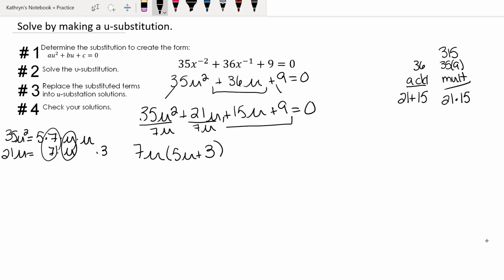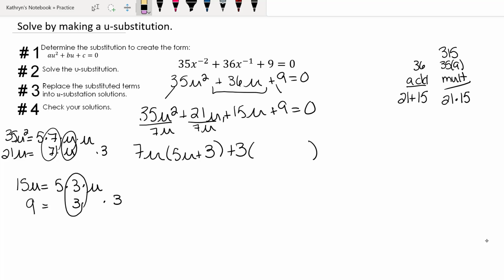Now we're going to do the same thing for this other side. So I'm going to have 15u equals 5 times 3 times u. And then I have 9, which is 3 times 3. So it looks like our greatest common factor is going to be a positive 3. So I have to write plus 3 and a big parentheses. Now I'm going to erase this little bit here because we're going to start dividing. I'm going to divide by 3, so I end up with 5u. I divide by 3, and I end up with positive 3.